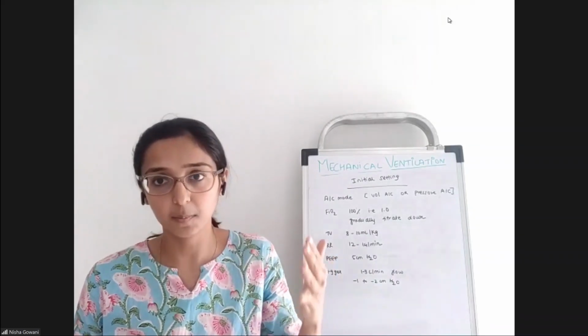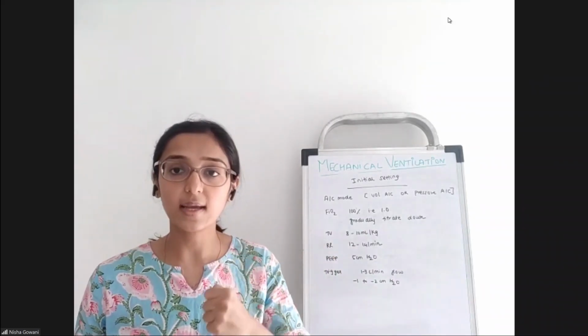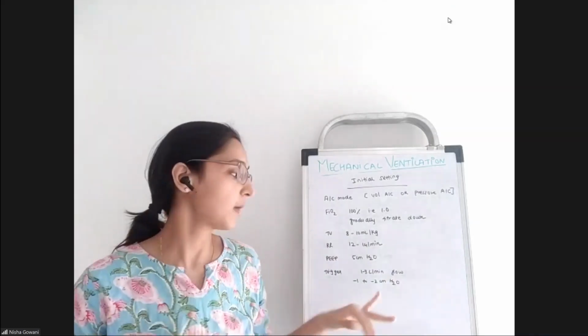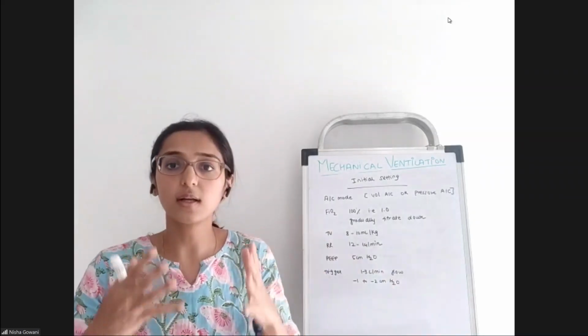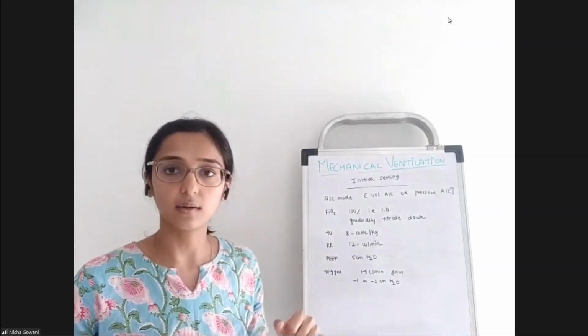It will trigger off a breath by the ventilator. If the patient is generating a negative intrathoracic pressure of -1 to -2 centimeters of water, that will trigger the ventilator to assist that breath of the patient. So that is the trigger.